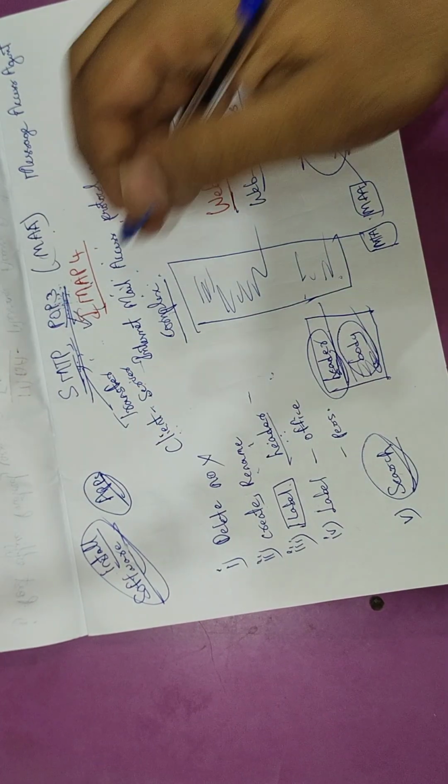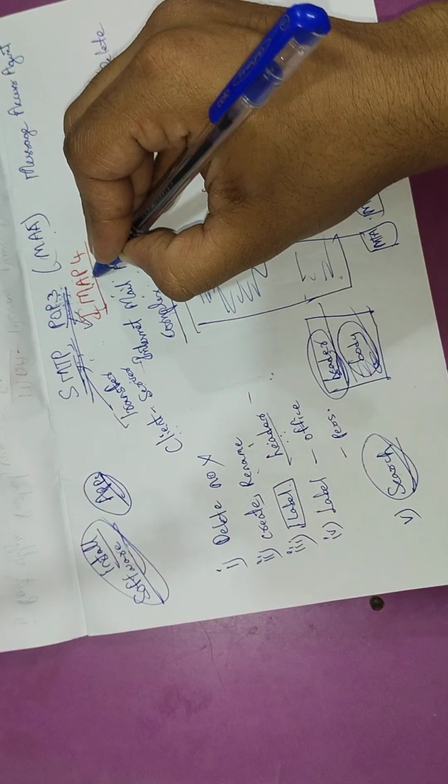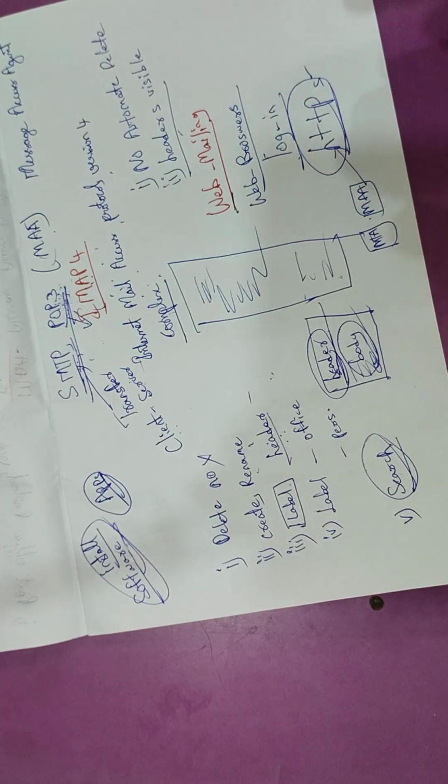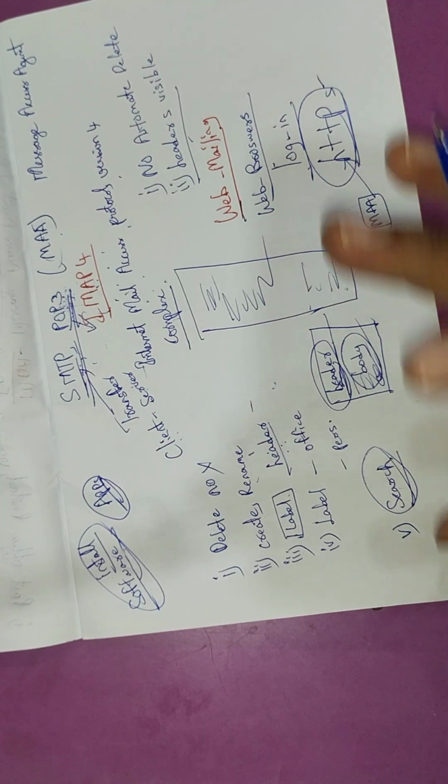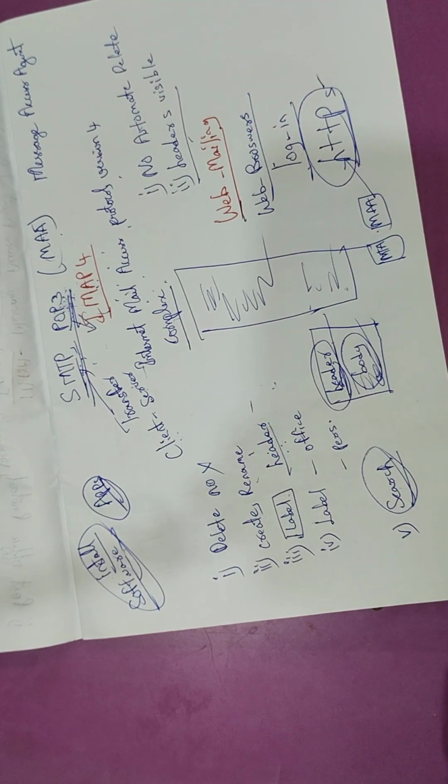That is the difference between POP3, IMAP4 and web mailing. I hope these concepts are clear. Once go through the notes, they are also available. Please go through the notes. If you have any doubt, please ping me. Thank you.